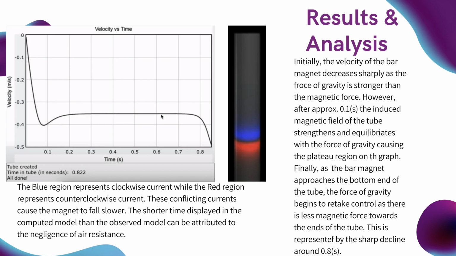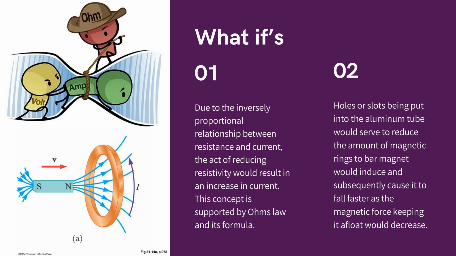And beside our velocity time graph, we have our visually simulated aluminum tube, with the blue regions representing clockwise current and the red region representing counterclockwise current. These conflicting currents cause the magnet to fall slower, which we call magnetic braking. The shorter time displayed in the computed model than the observed model can be attributed to the negligence of air resistance from our assumptions. We have two what-if proposals in this lab.